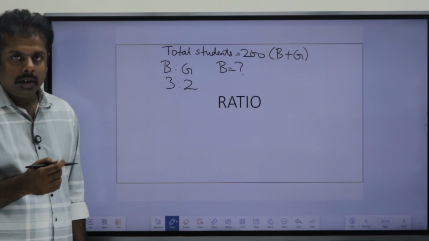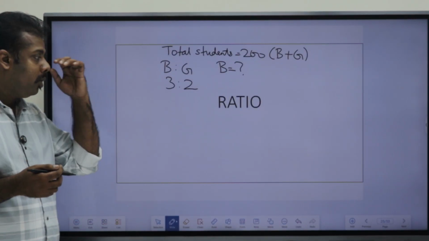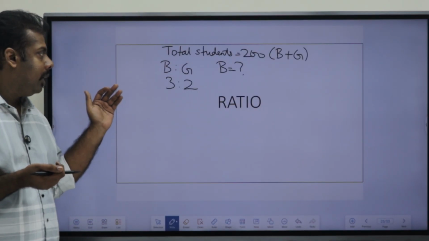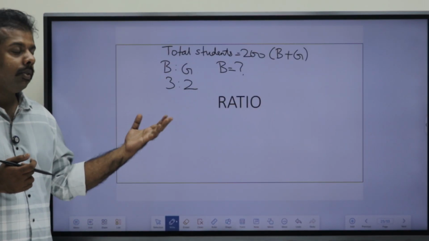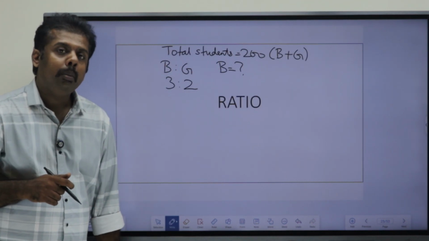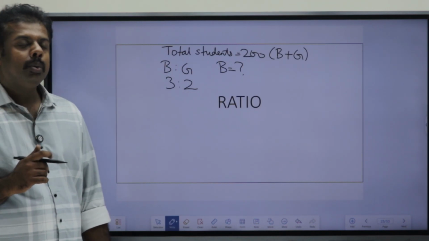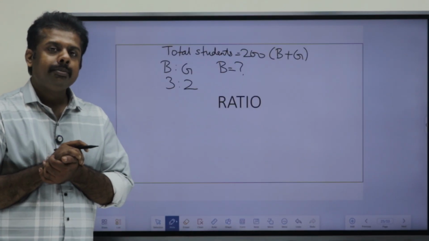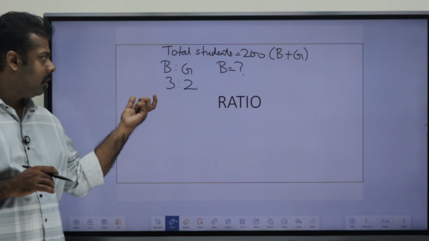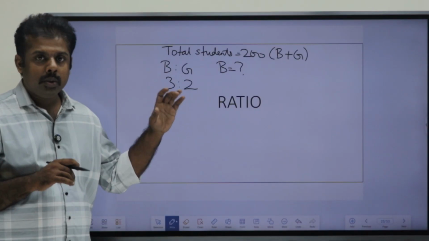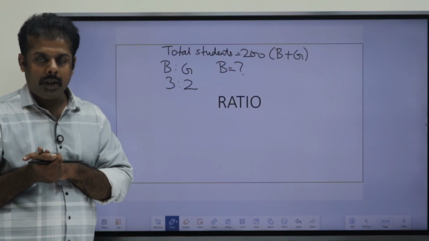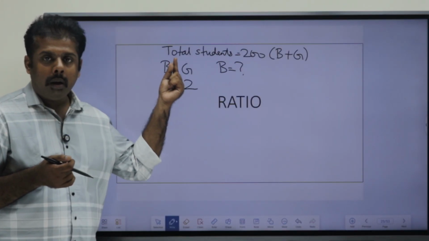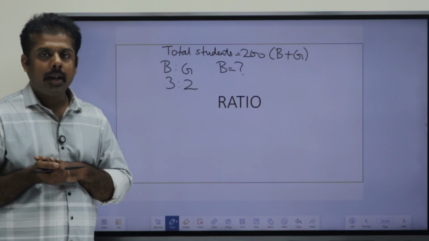If we look at the data, total students are 200, a combination of boys and girls. They have given the ratio as 3 is to 2, and we have to find the number of boys in the class. So how can we do it? There are a number of methods. The first method is the ratio. Basically, 3 is to 2 is the simplest form of our actual values. So if we multiply a term in both the ratios, we can get the actual value.